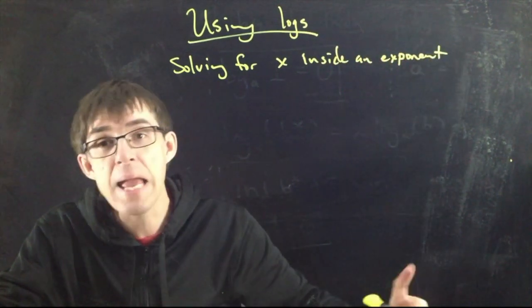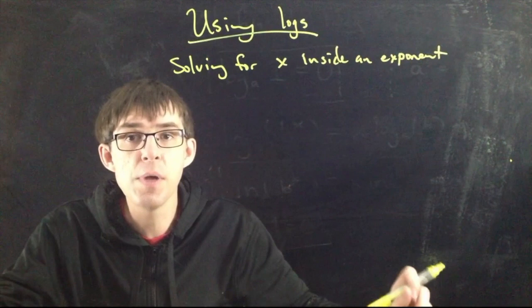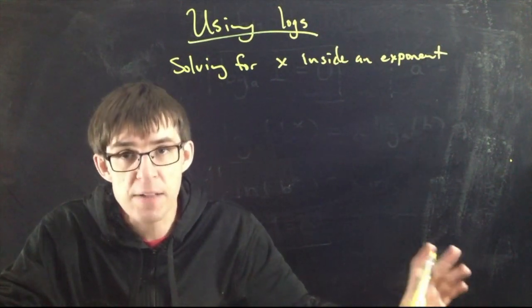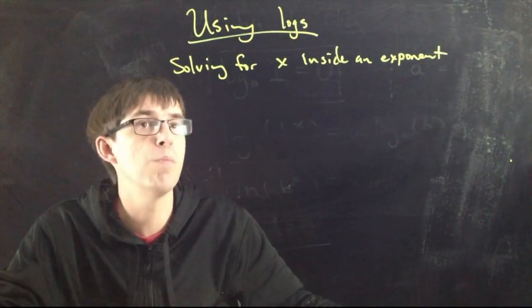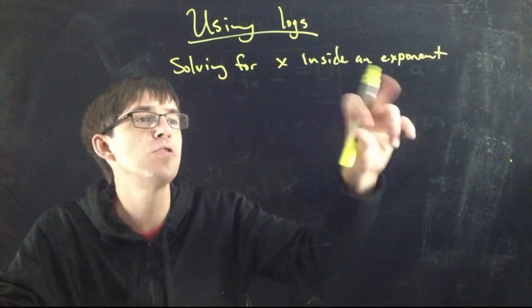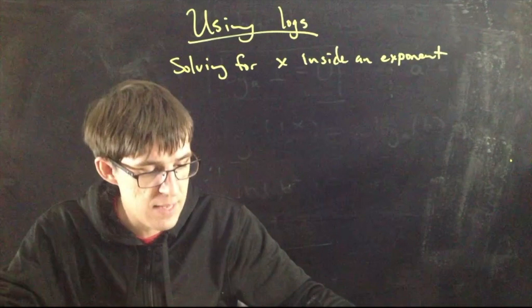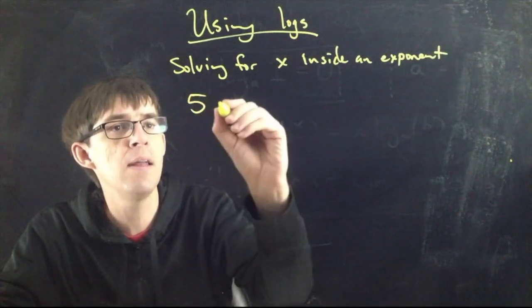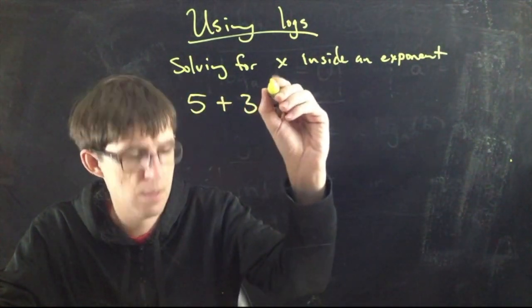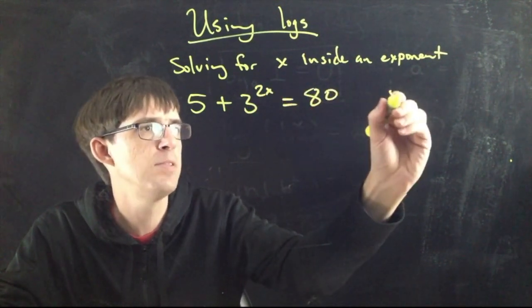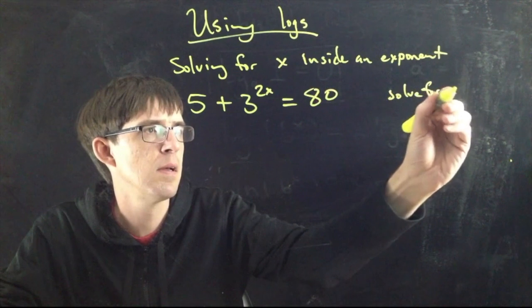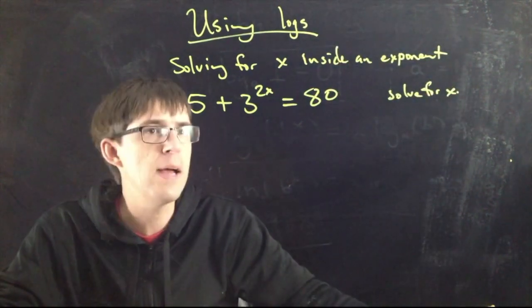It is important to be able to do this whenever you're doing a real world problem which involves exponential functions, and exponential functions do occur fairly often in real world problems. So you use logs to solve for x when x is inside the exponent. So for example, if I had something like this, and your job is to solve for x. All right? Can you solve for x here?